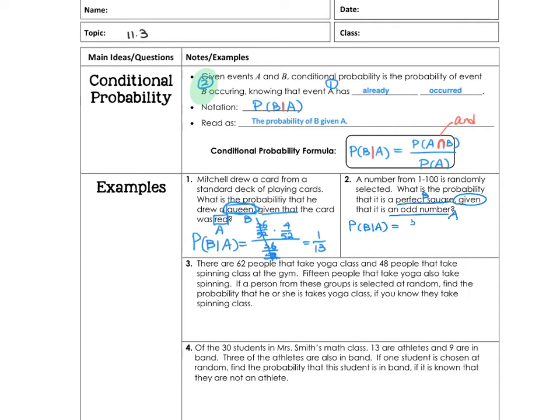1 to 100, there are 50 of them that are odd numbers. And perfect squares, how many perfect squares do I have? I should have 10 perfect squares, right? 1 squared, 2 squared, 3 squared, up to 9 squared, and then 10 squared. Yeah, so there are 10 perfect squares out of 100. And then I divide it by the probability of A, which is odd numbers. And these two get canceled. My final answer is 1 over 10.